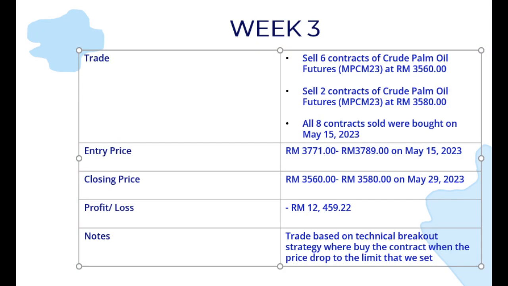In week 3 of our trading journal, we have multiple trades in different futures contracts. First, we sold 6 and 2 contracts of crude palm oil futures at the prices of 3,560 and 3,580 in order to avoid losing. These contracts were bought on 15 May within the price range of 3,771 ringgit until 3,789 ringgit. The closing price of 29 May resulted in a loss of 12,459 ringgit 22 cents.